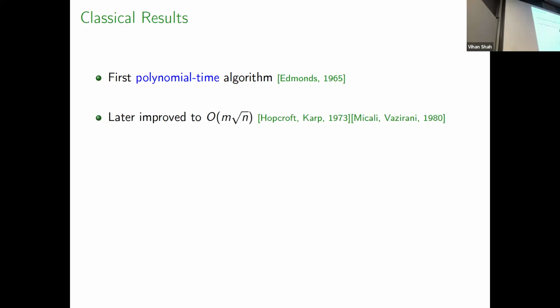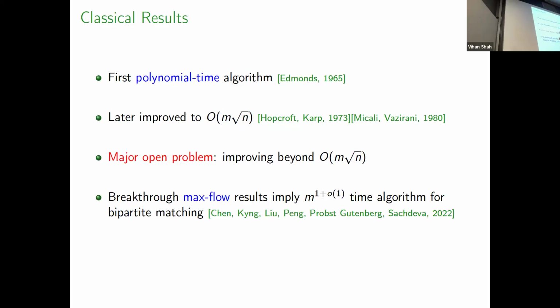Okay, so let's talk about some classical results. What do we know about matching? Edmonds gave the first polynomial time algorithm for non-bipartite maximum matching. This was later improved to running time m times root n, done until 1980, but we still don't know a better bound than this. Improving beyond m root n is a major open problem. But this is for general graphs. For bipartite graphs, we know we can do better.